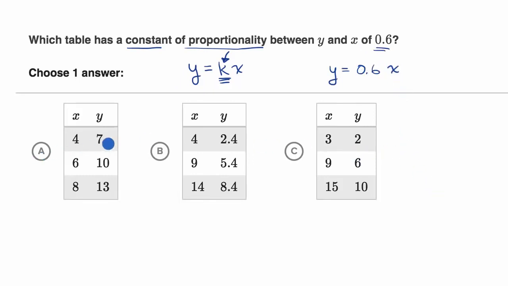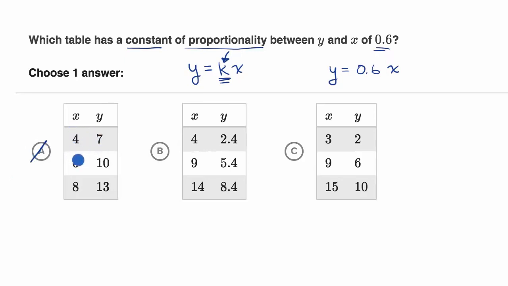So let's look at these choices. Is 7 equal to 0.6 times 4? Well, no, 7 is larger than 4. 0.6 times 4 would actually be 2.4. So this one is definitely not going to have a constant of proportionality of 0.6.